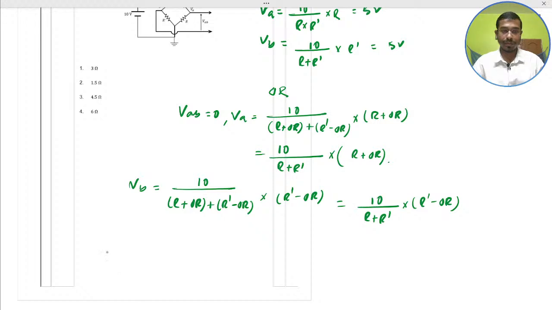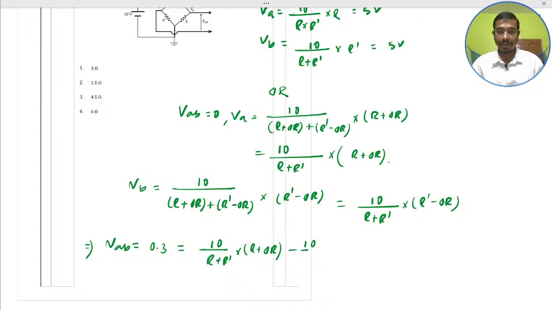So the final equation, VAB, that is VA minus VB, equals 0.3 volt, which is equal to 10 divided by R plus R dash, into R plus del R, minus 10 divided by R plus R dash, into R dash minus del R. And from the equation you would find del R equal to 3 ohm. 3 ohm, option 1 would be the correct one.